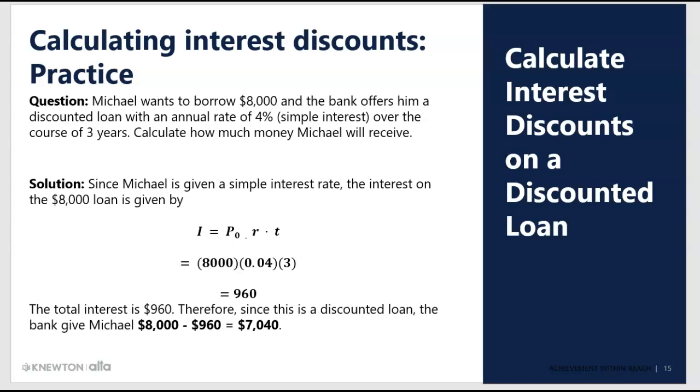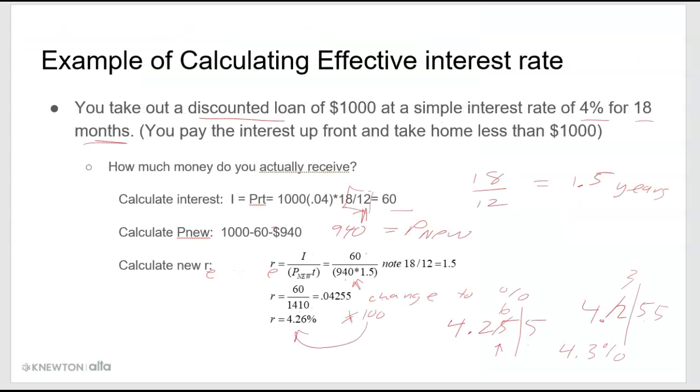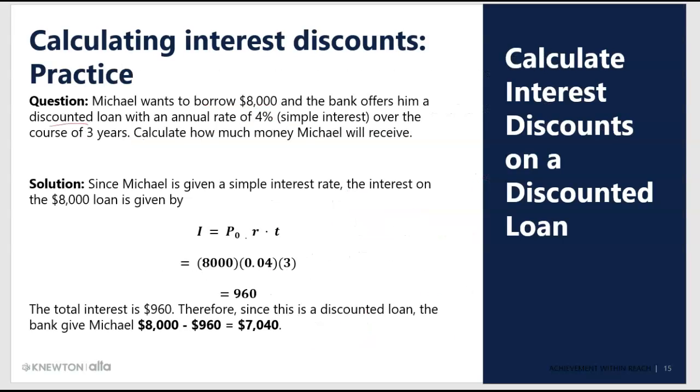So Michael wants to borrow $8,000, and the bank offers him a discounted loan. This discounted loan means you pay the interest up front over 3 years. Oh, no, this is not the one I did. Calculate how much money Michael will receive. It's not the same one I did, is it? No, it's not. So this would be similar. All they asked is how much money does Michael receive. I did the effective rate, which is a little harder, I think.